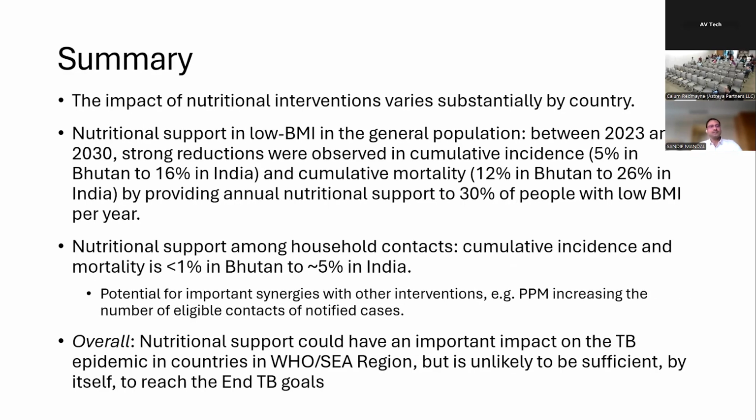So in summary, we can say that nutritional intervention varies from country to country. It's not fixed. It varies as low as 5% for Bhutan, whereas we got the impact in India 16% on incidence. Similarly, for cumulative mortality, you got 12% for Bhutan, whereas for India it was 26% by providing nutritional support to 30% of people with low BMI per year.